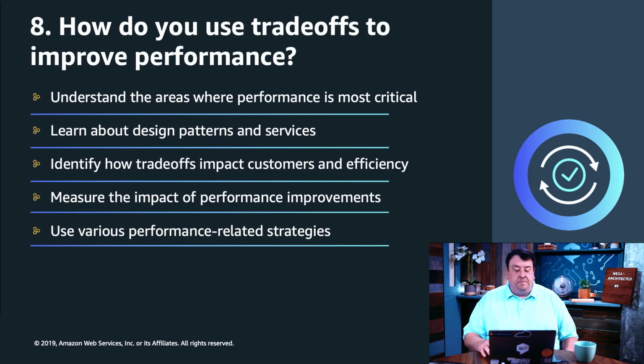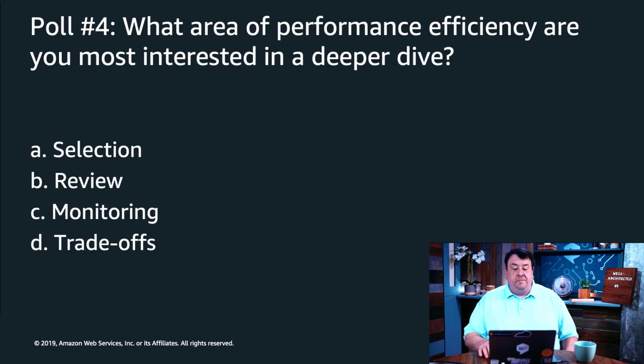And then obviously just using other performance-related strategies, trading things like, are you going to trade consistency for durability, or space for time and latency? Those are things that you can trade off that may impact the way you design an application and a workload, but otherwise, it may make the most sense for that particular workload. So those are the 8 questions in the performance efficiency pillar.